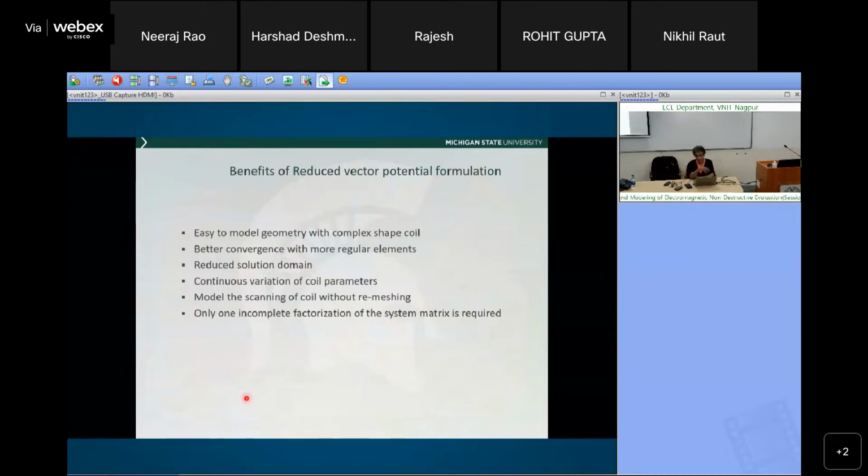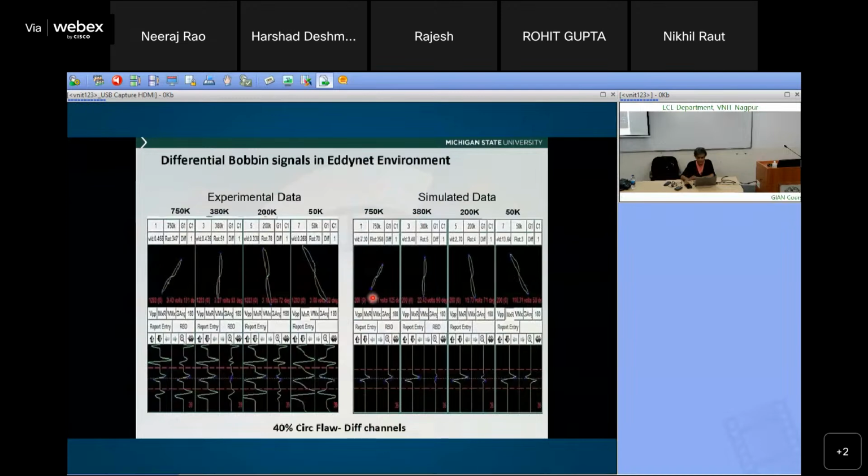Okay, this is again benefits of using the reduced vector potential formulation. Basically, we are decoupling coil geometry from the test geometry. This gives us better convergence, it is faster, it is a lot of benefit. We saw all this just this morning.